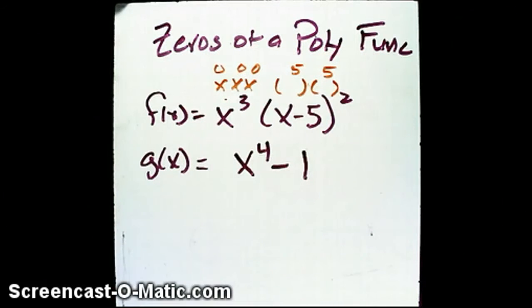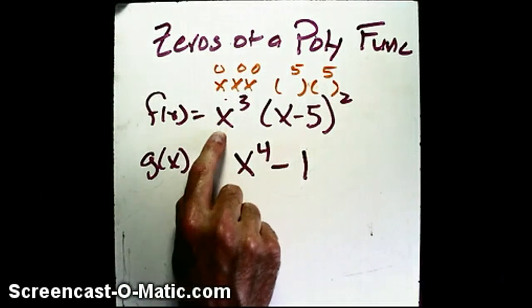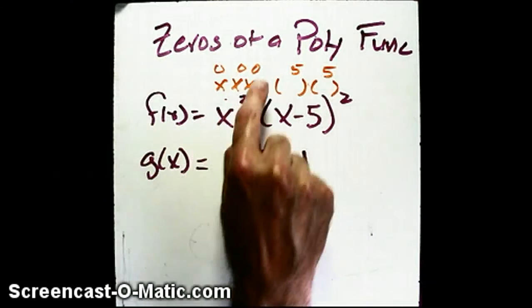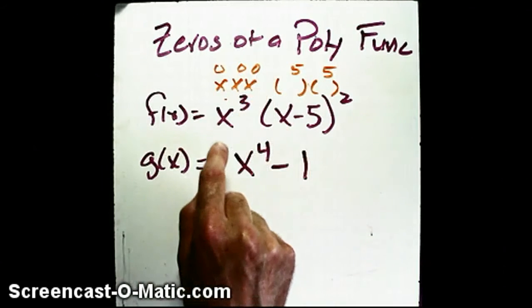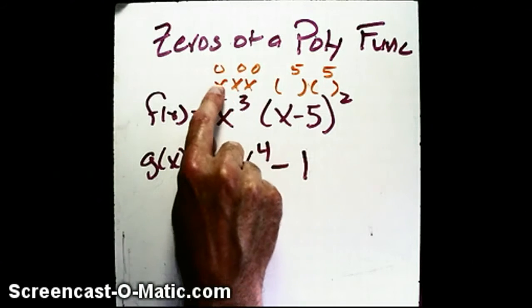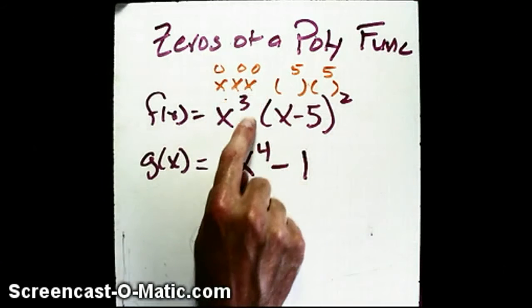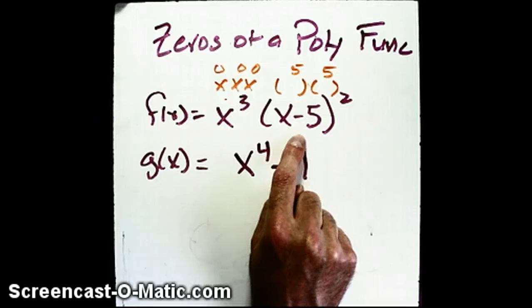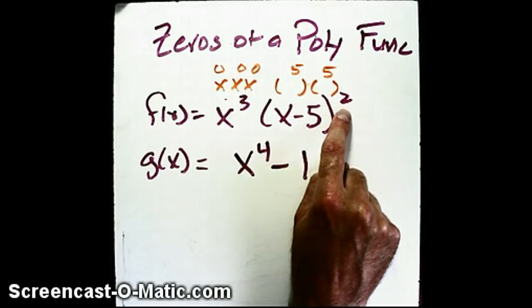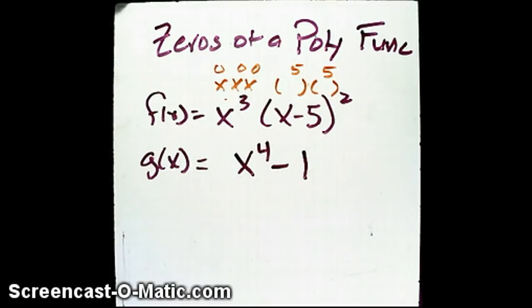Does that make sense? So the 0 is called the 0, and the multiplicity is how many did you have. In this case, you had 3 of them. You could just look at the factor. Here, the 0 was 5, and I had 2 of them. Okay? Now, how about g of x?